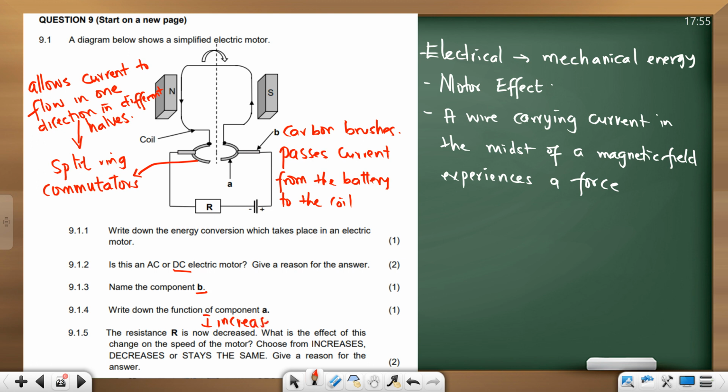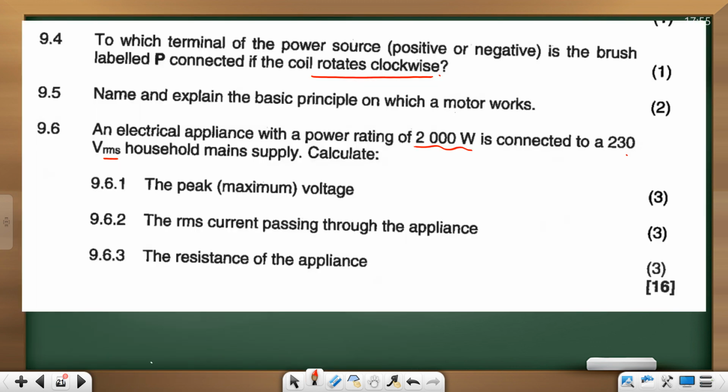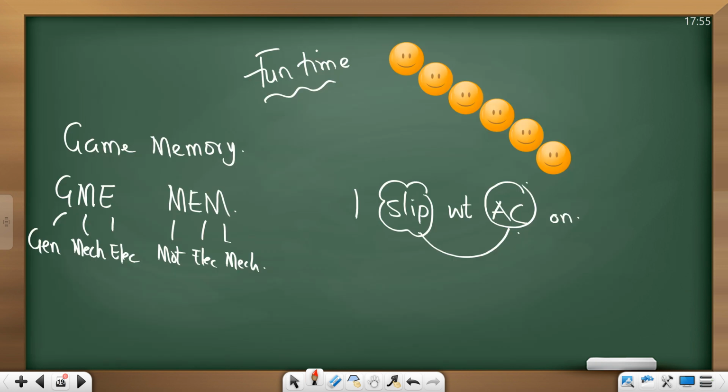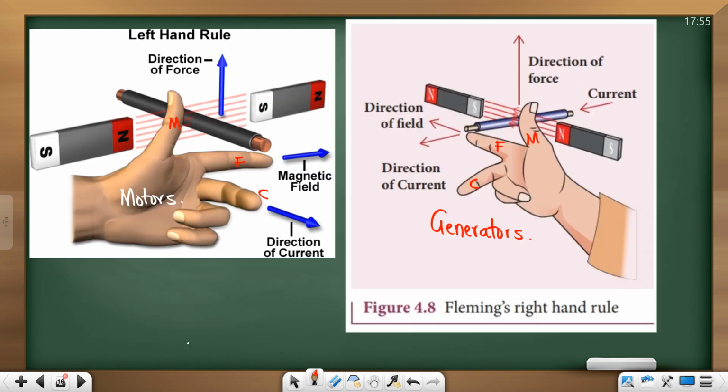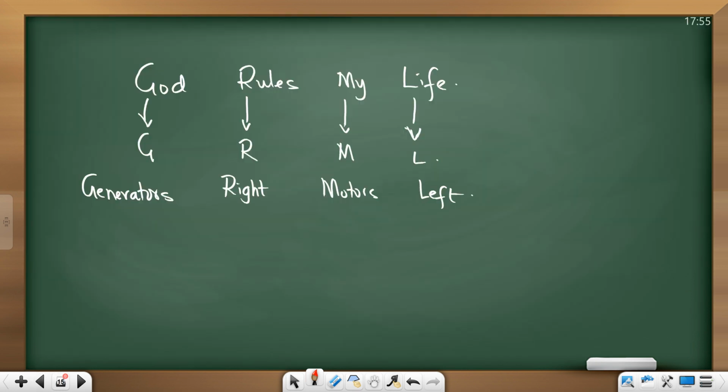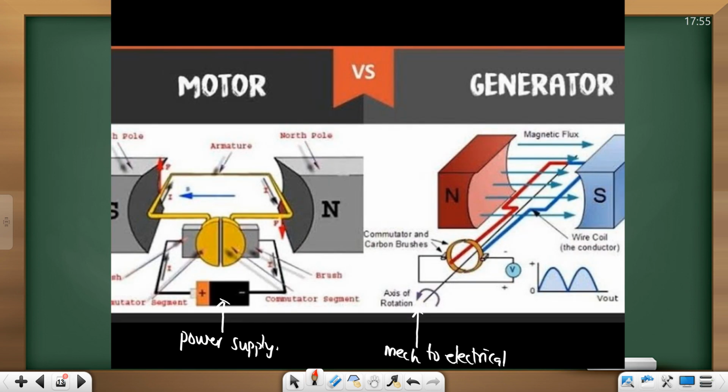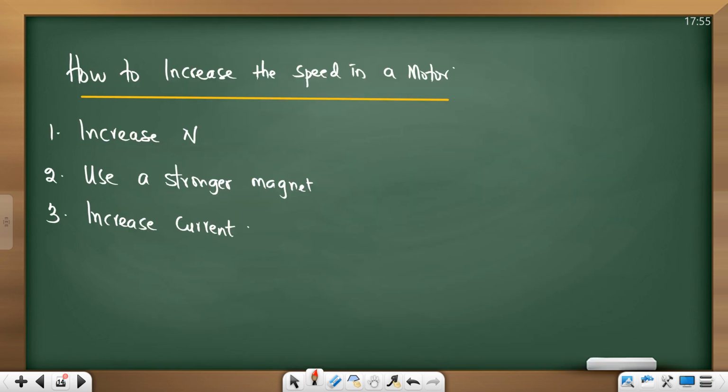Increase. If you remember the last lesson, I did mention how, for a generator, to produce more current, and for a motor, how to increase the speed of the motor. I did clarify those. I can still show you. It's right here, so that you don't say I'm lying. Let me find it. Yes, you see, how to increase the speed in a motor.